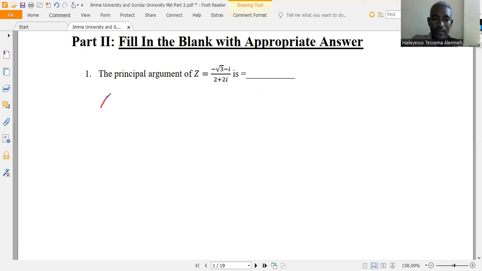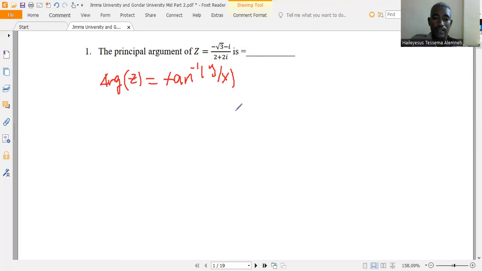What's an argument? The argument of a given complex number z is the angle formed by the complex number with the positive x-axis, which is obtained by using tan inverse of y over x.